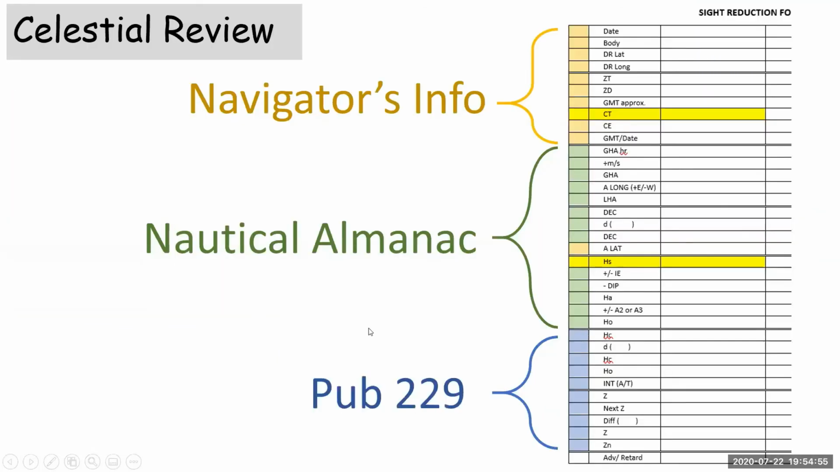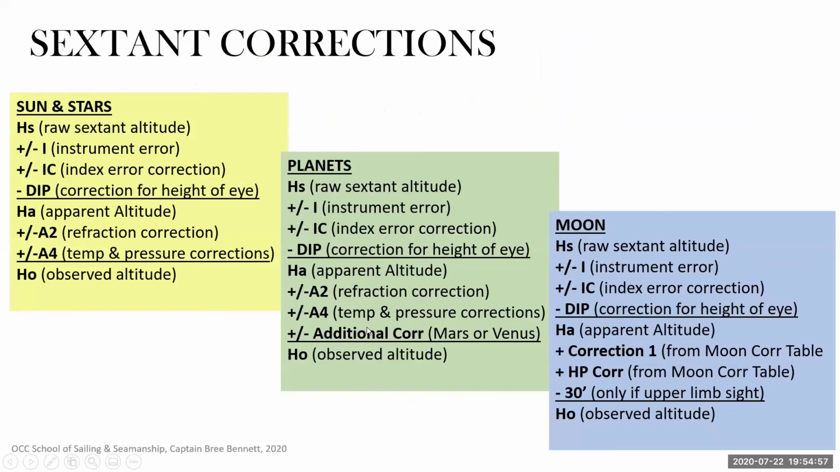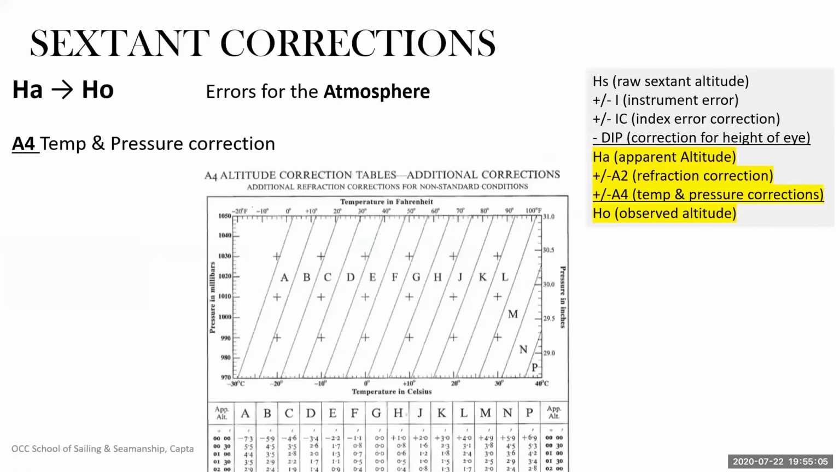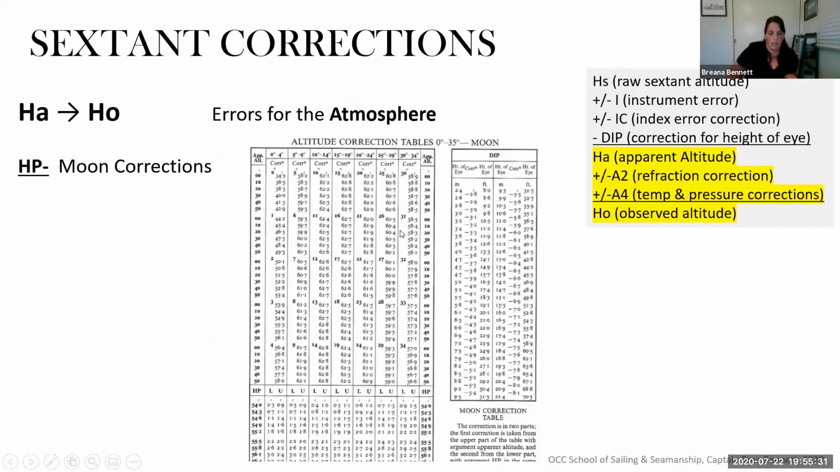One quick question on A4. It says after you get the correction letter, you're supposed to use the apparent altitude, that's HA. So is that with or without the A2 and A3 correction? Without. Okay. So HA is just index error and dip. Got it.